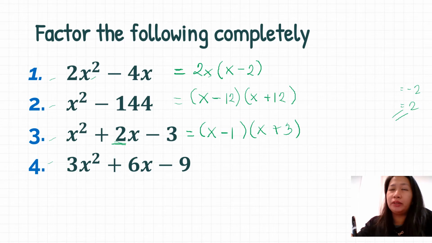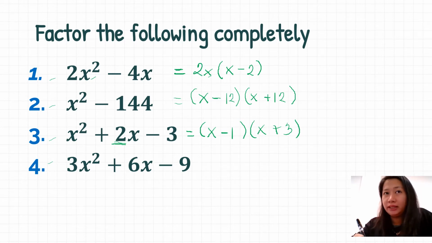Kapag nagfa-factor ng quadratic trinomial where a is equal to 1, yung a mo po, yung katabi ni x squared, ay 1 lang. Ganyan lang po siya. Factor si x squared and then you find the factors of the last term, the factors of c that kapag inadd, the answer will be the b. Okay po? And now let's proceed to this one.